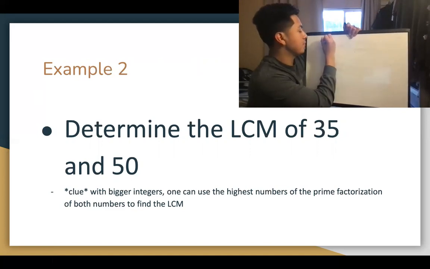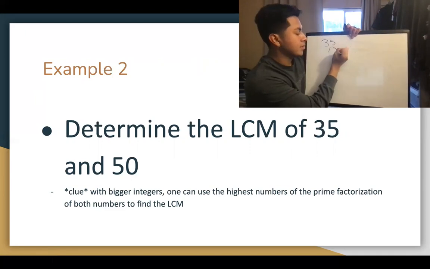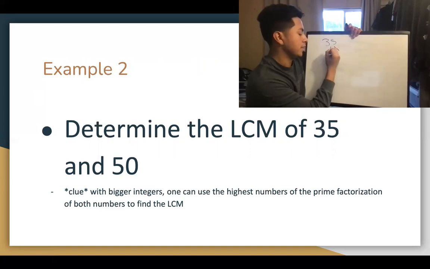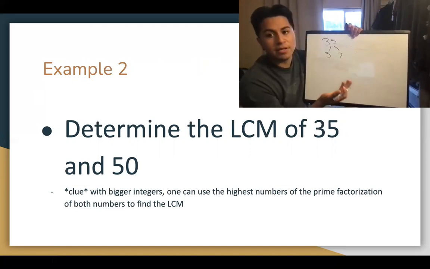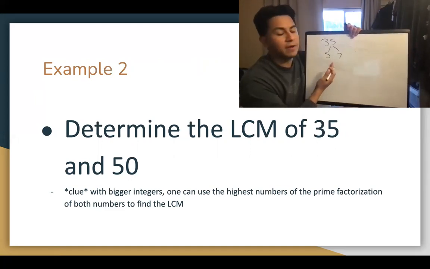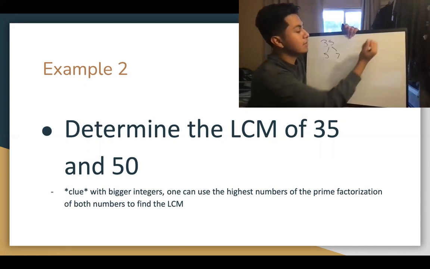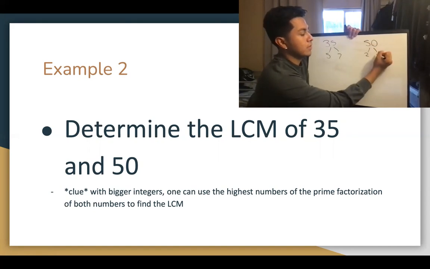So let's start off with finding the prime factorization of 35. The numbers that make up 35 would be 5 and 7. And as you guys could see, 5 and 7 can't be divisible by any other numbers than 1 and itself. So therefore, the prime factorization of 35 is 5 times 7. And now the prime factorization for 50. So let's start off with the bigger numbers. So it'd be 2 and 25.